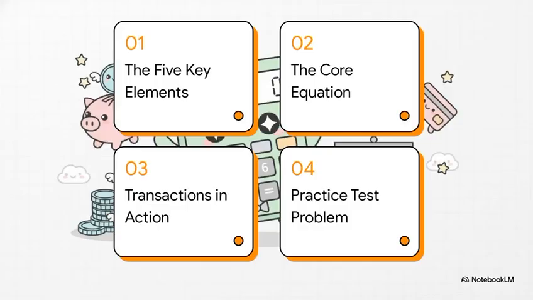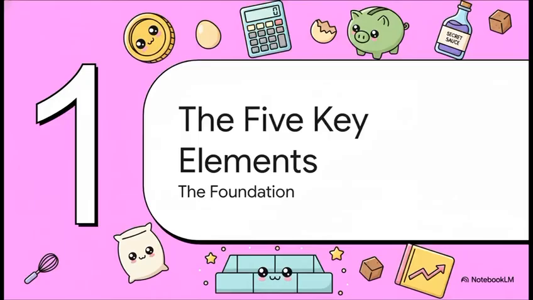So, here's the game plan. First, we're going to cover the 5 key elements, the basic building blocks. Then we'll put them together into that core accounting equation. After that, we'll see how real-life transactions actually change things. And to wrap it all up, we're going to crush a practice problem that looks just like something you'd see on your test. Sound good? Let's get into it.